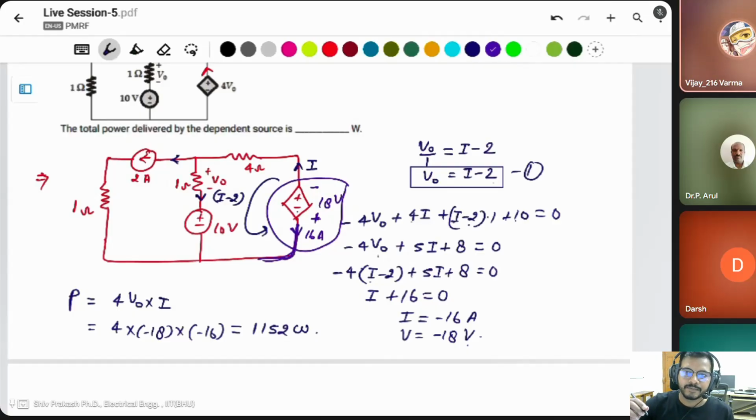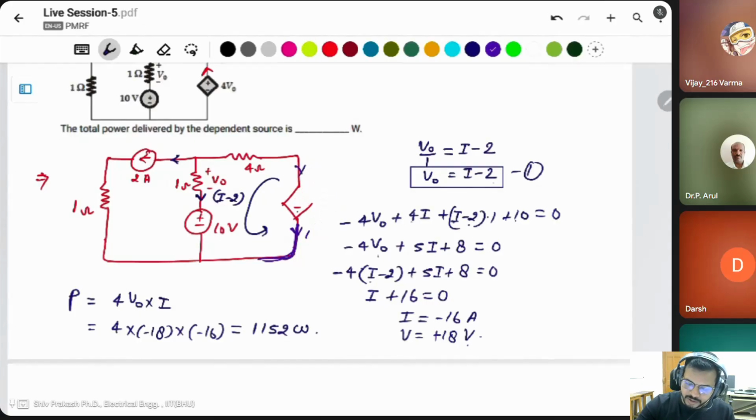Yes, sir, now I understood. If only one is reverse, suppose this is the positive and the current is negative, then it absorbs power, not delivers power, because the current enters from positive. If the voltage source is 18 volt and the current is in reverse direction, then the current enters from positive. Then this is behaving like a sink, not a source. In this condition, it absorbs or dissipates the power.